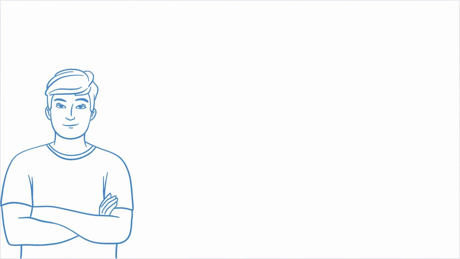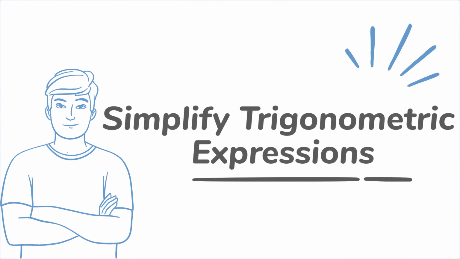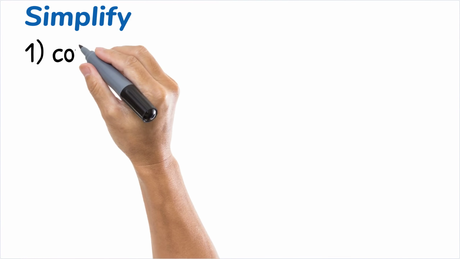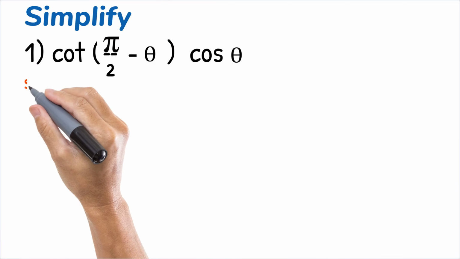Simplify trigonometric expressions. Simplify the expression cot of pi by 2 minus theta times cos theta.